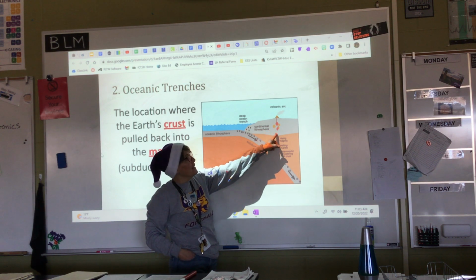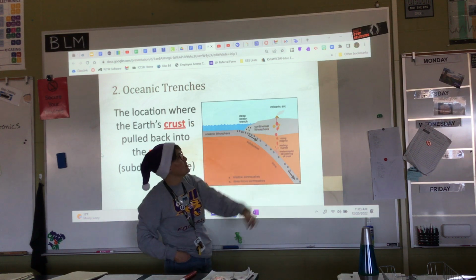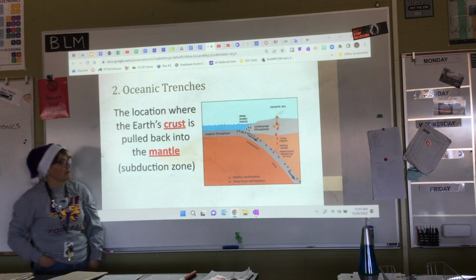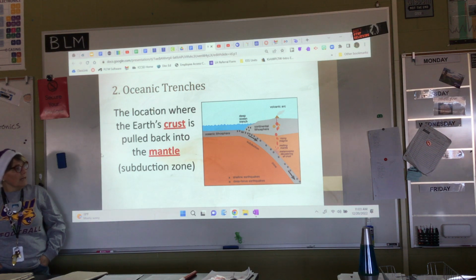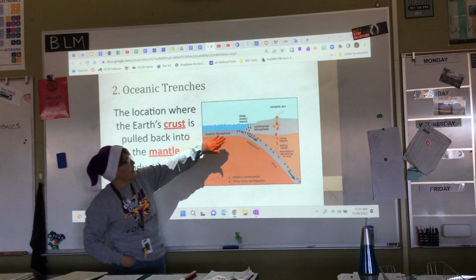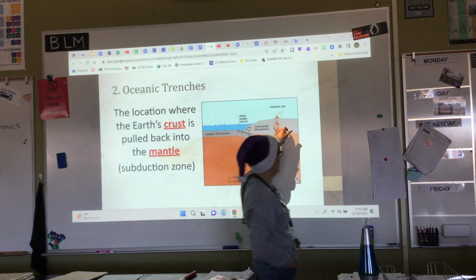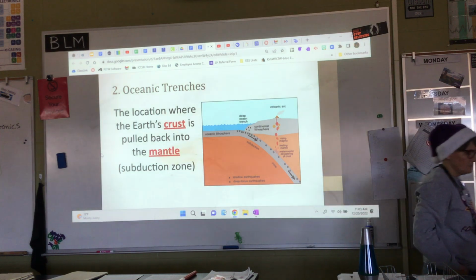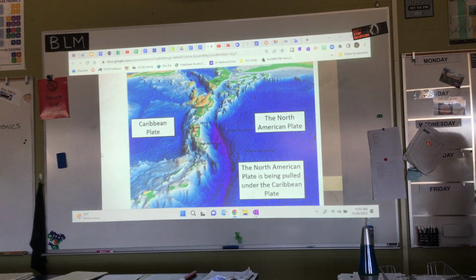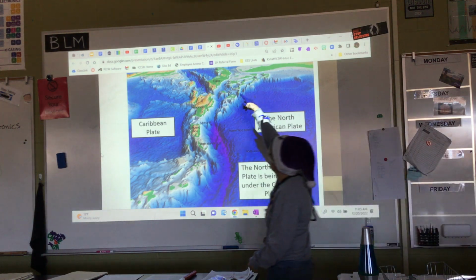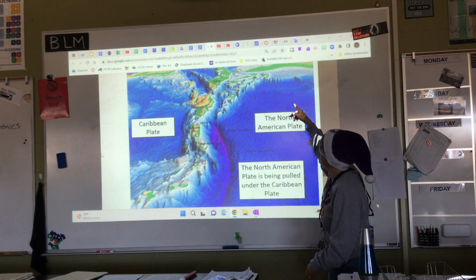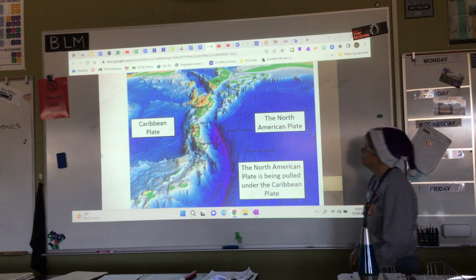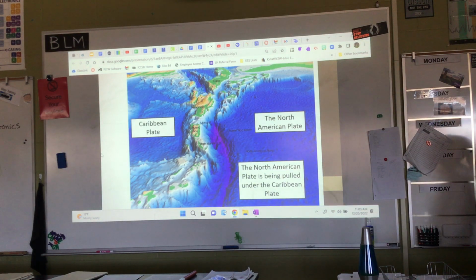And then it's going to create mountains on the edge of that. And so we've got that kind of thing going on over there. And this is an area where we've got like the Nazca plate coming together with the South American plate, making the Andes Mountains on the side of South America. All right, so here's an example of the Caribbean plate and the North American plate. North American plate is being pulled under the Caribbean plate. Here's Cuba, Puerto Rico. So all of this is going on underneath the water. Lots of earthquakes in those areas.